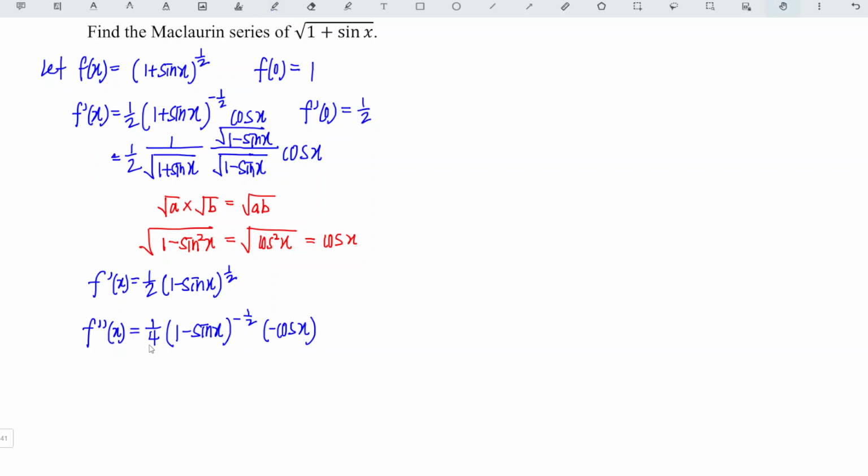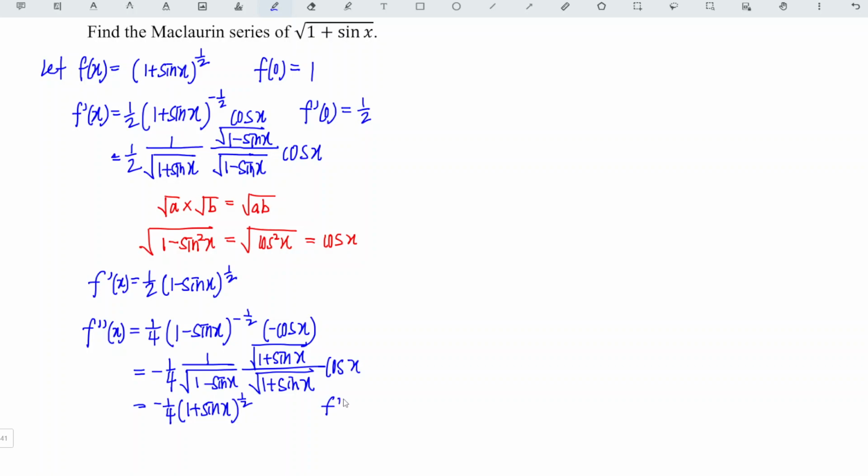If we want to simplify again, then we just apply exactly the same method. We can bring the negative 2 in front, so negative 1 over 4, then 1 over the square root of 1 minus sine x, then we multiply by 1 plus sine x, since the conjugate of minus is plus. Don't forget we have cos x. Using the same idea, this can be eliminated. So we are left with only negative 1 over 4 times (1 plus sine x) to the power of half. So at point 0, we have negative 1 over 4.